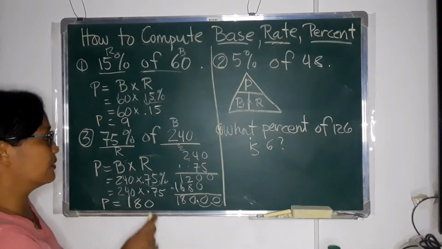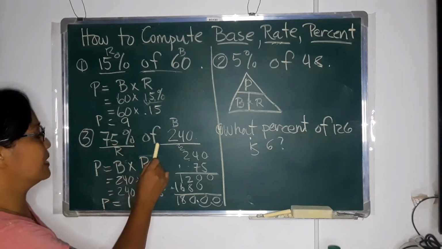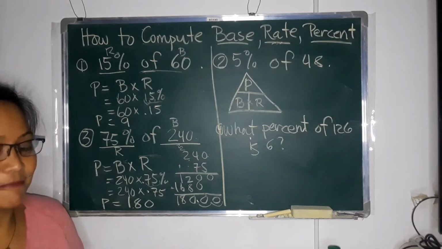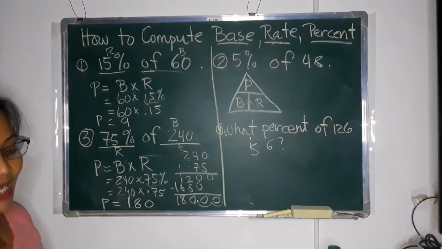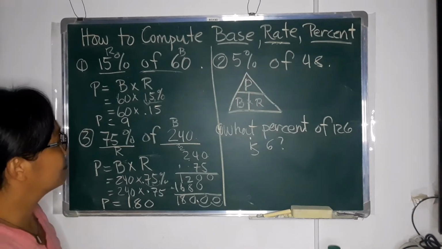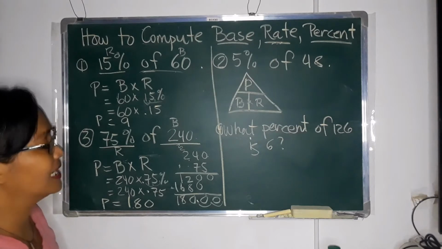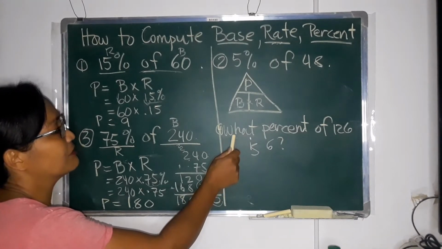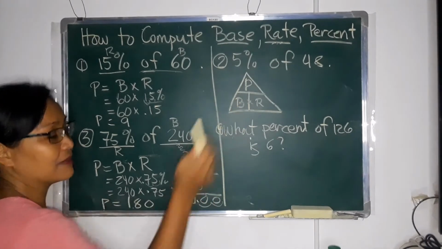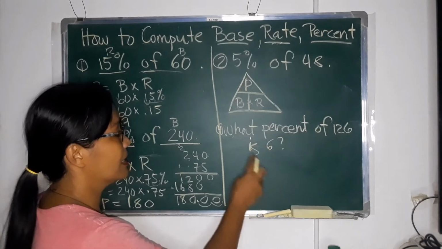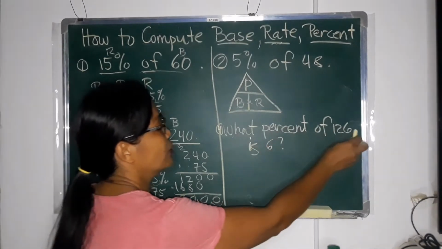We can say therefore that 75% of 240 is 180. Okay, ganyan lang ang pagkuha ng percent, base, and rate. Let's try example number 4. Unahin na natin si number 4 para makita natin yung formula. Sa number 4, what percent of 126?